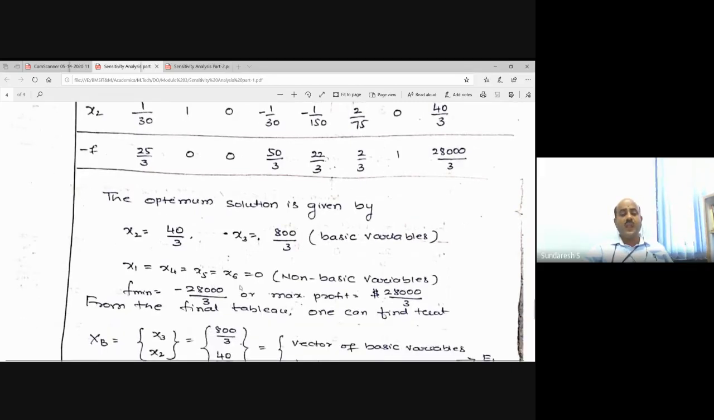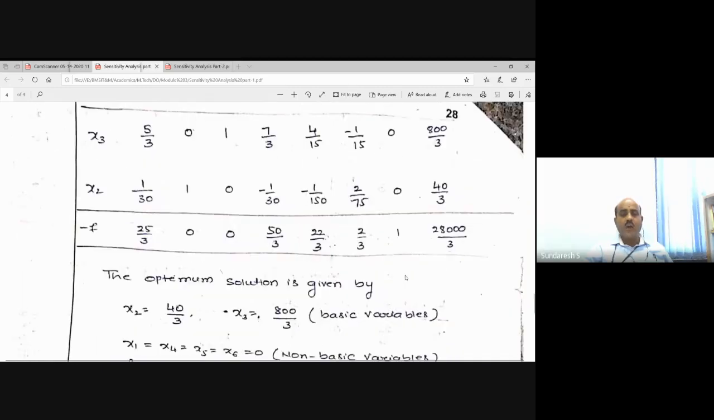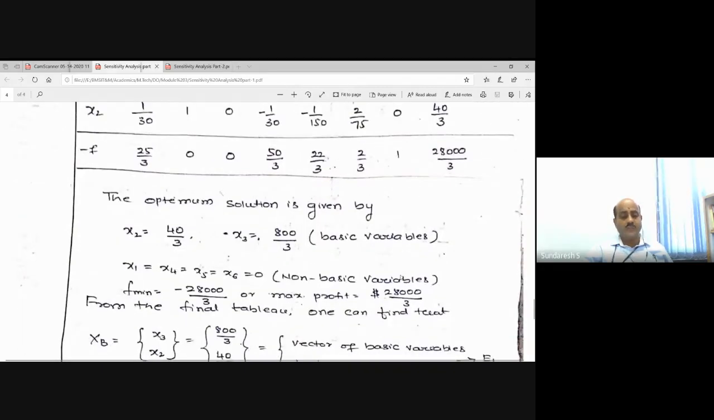Okay, and x1, x4, x5, x6 are equal to 0, so they are non-basic variables. We consider them as non-basic variables. Now, the profit should be maximum for us. So the maximum profit will be 28,000 divided by 3 for us. What I'm talking about here are the optimum values.